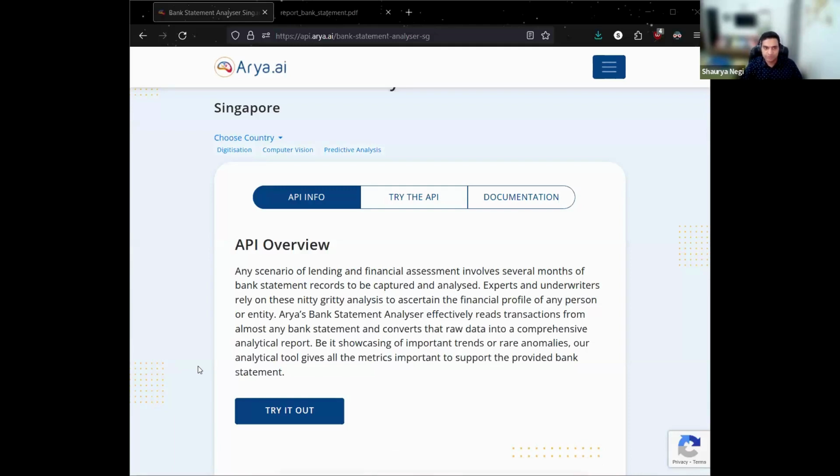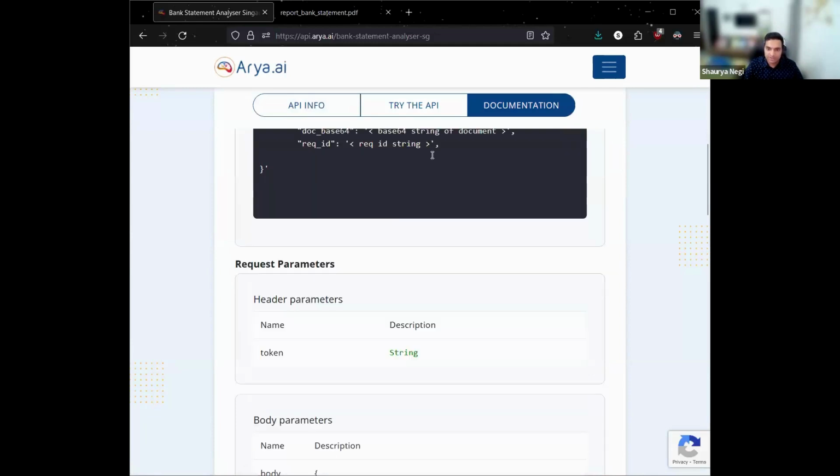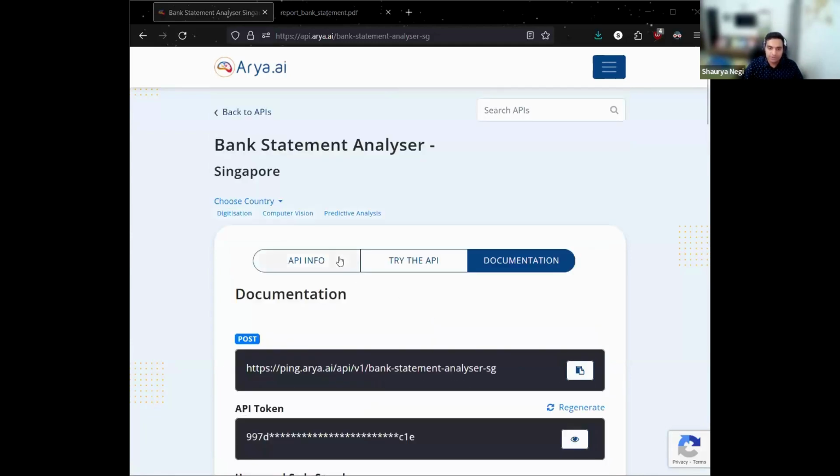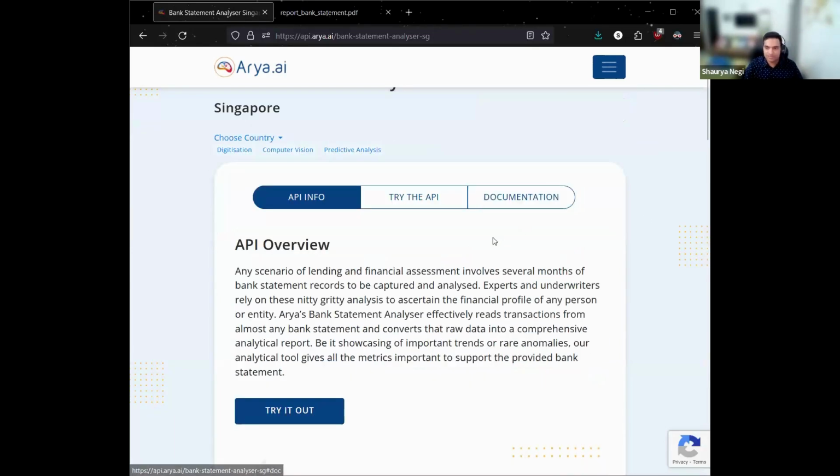If you use Postman and look at the documentation, you'll get all the information on how to use this in the backend. So this can be used by people who are more technical in nature. Yes, this can be done.